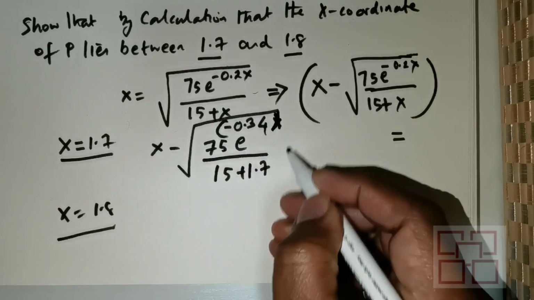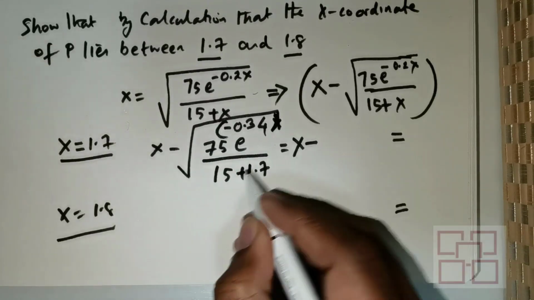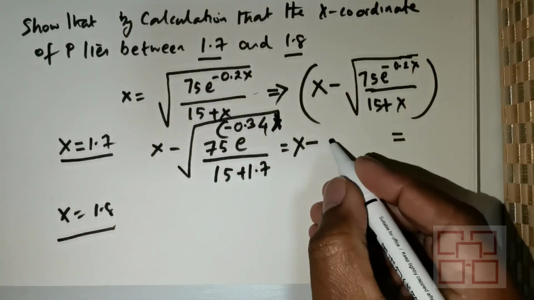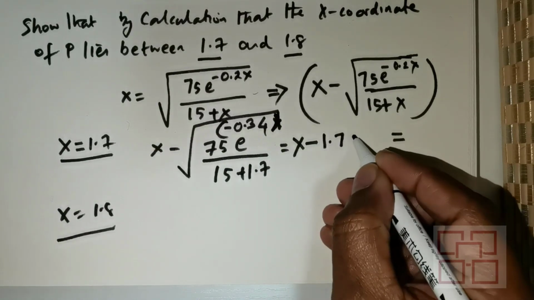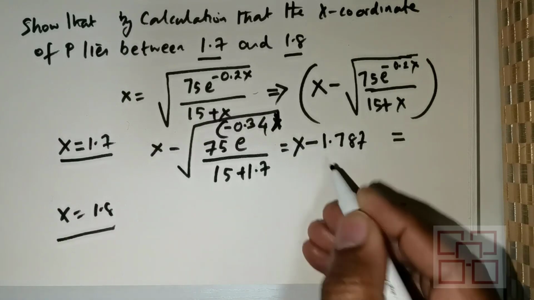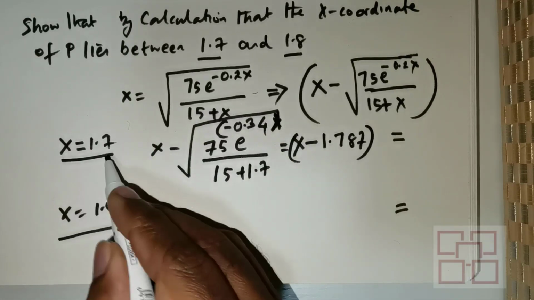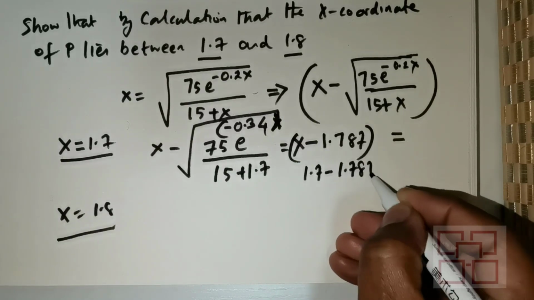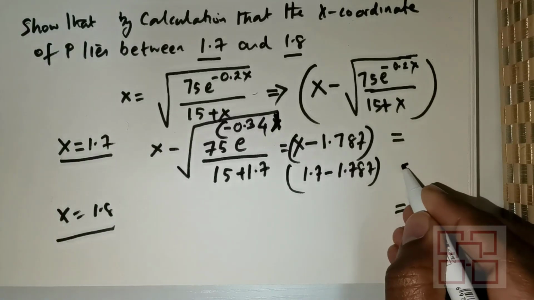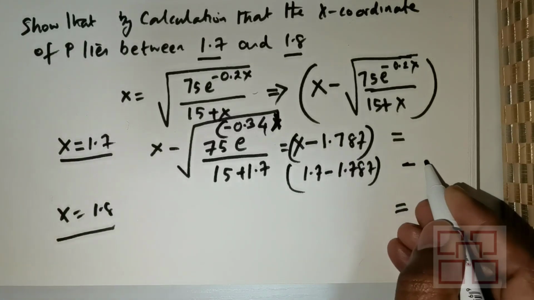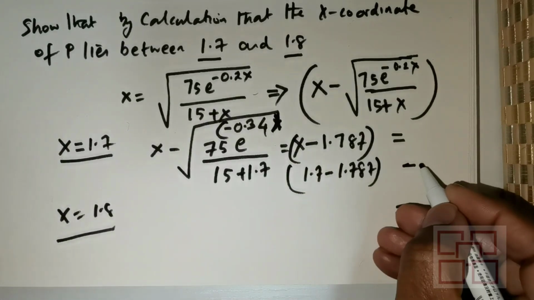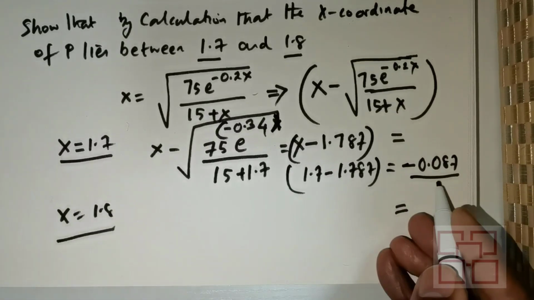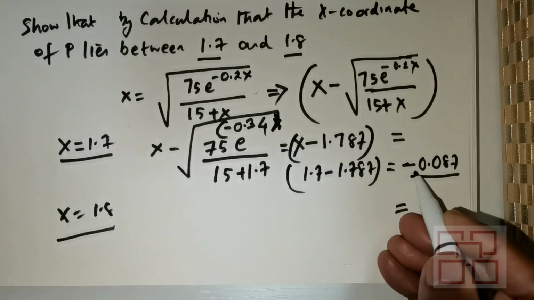Now, let me just find out the value for this. If you're using a calculator, you will get the following value. When you calculate using a calculator, this will give you 1.787. So now you have to substitute x equal to 1.7 here, and from that you take away 1.787. When you do that, you obtain a negative quantity, which is negative 0.087. This is an approximate quantity, but the sign that matters is negative.